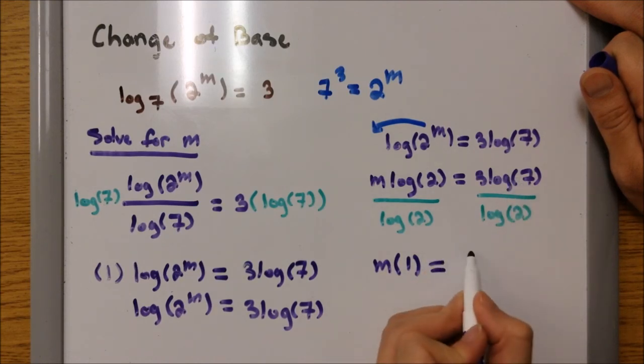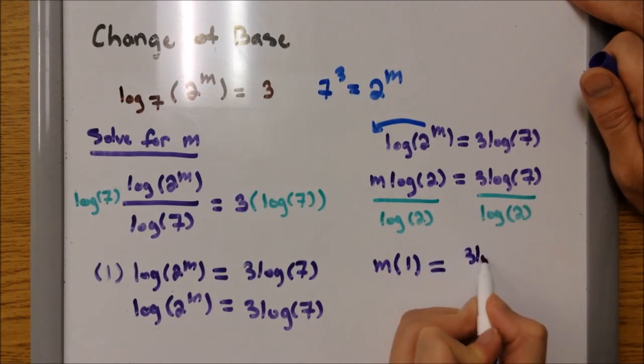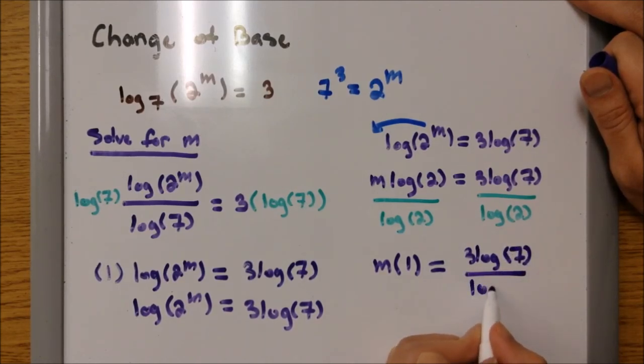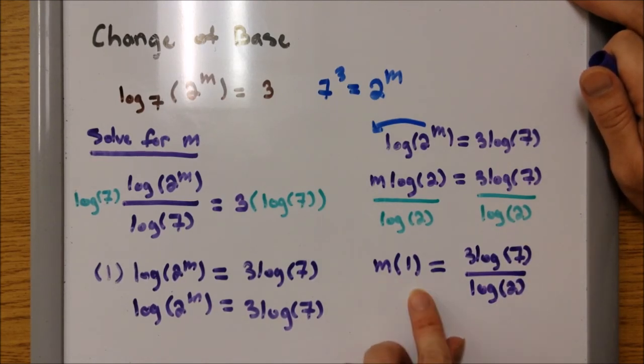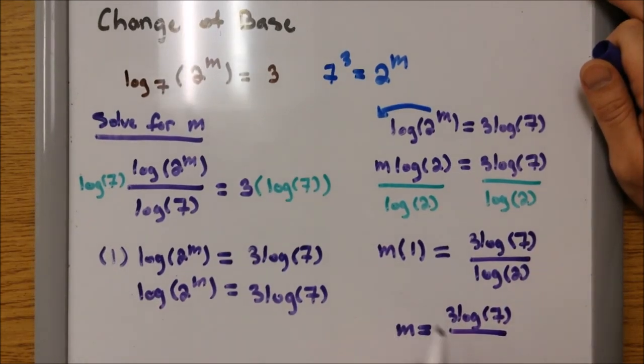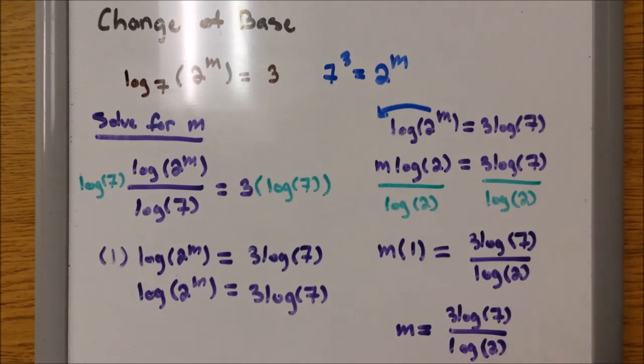And then on the right side, it would be the numerator, 3 log of 7 divided by log of 2. And again, m times 1 is just simply going to be m equals the numerator. I haven't done anything to the right side, so 3 log of 7 divided by log of 2. So once you get m by itself, or the variable that you're looking for, you simply type it into the calculator.